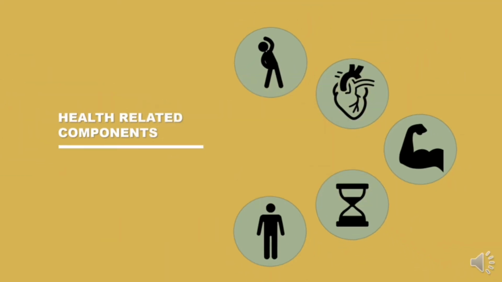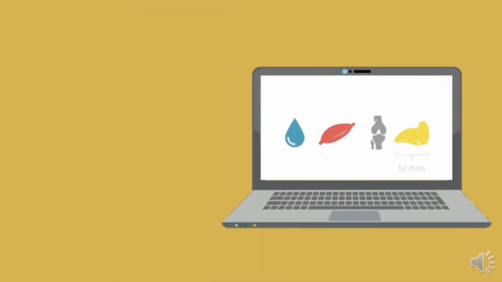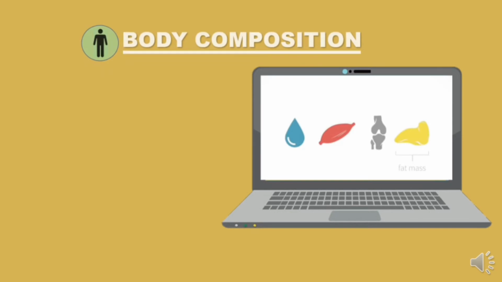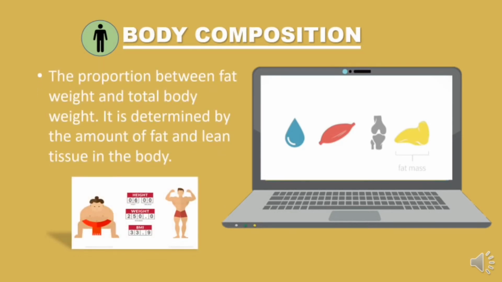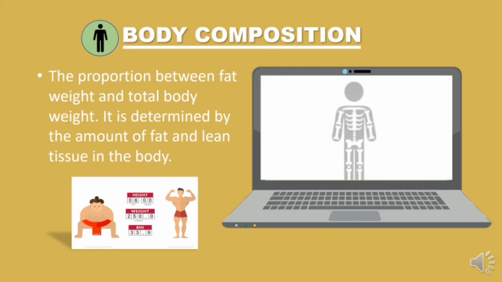The last area of health-related components is what we call body composition. Body composition describes what part of total body weight is fat and what part is fat-free. It is determined by the amount of fat and lean tissue in our body.